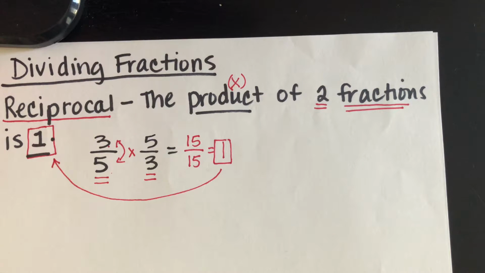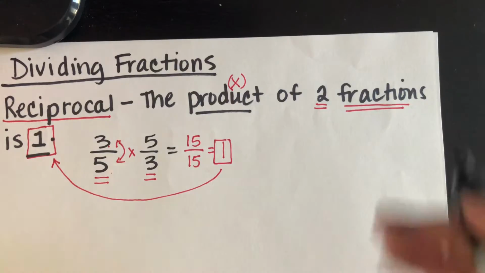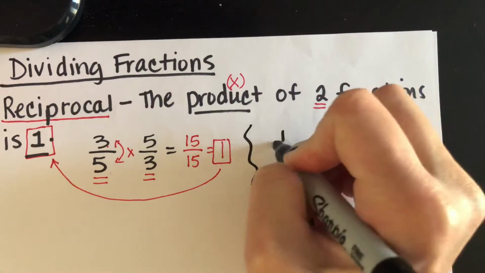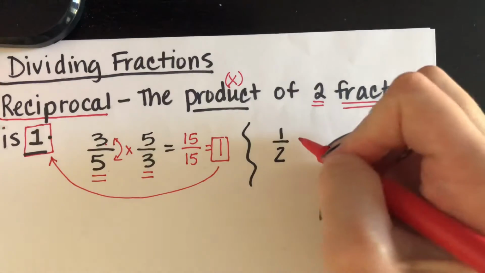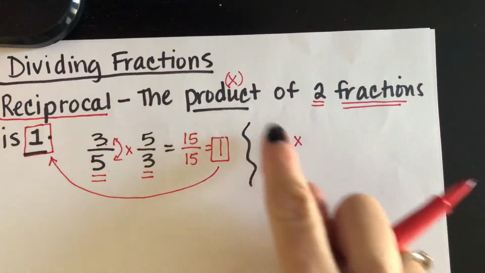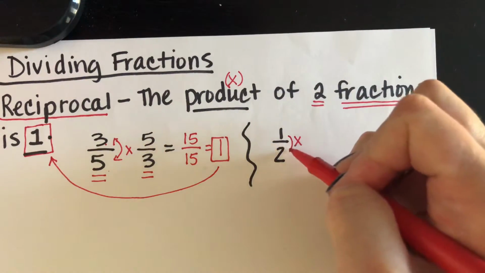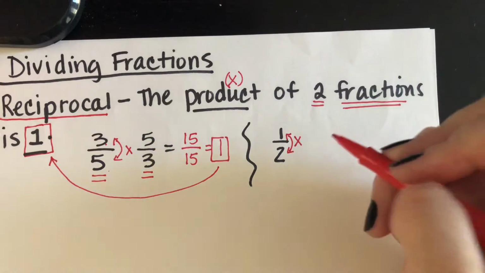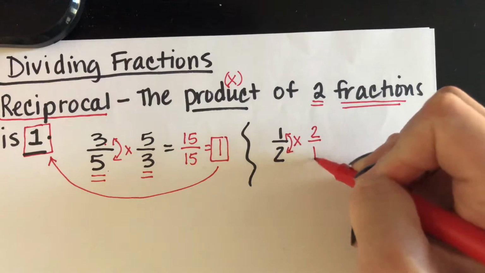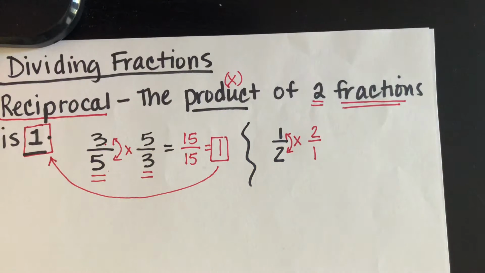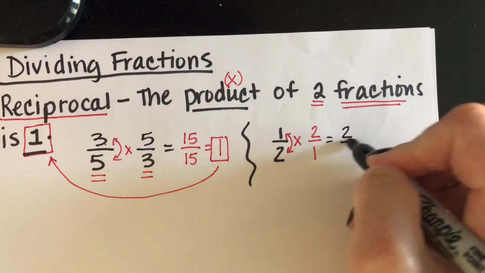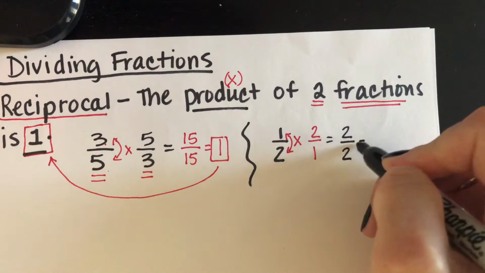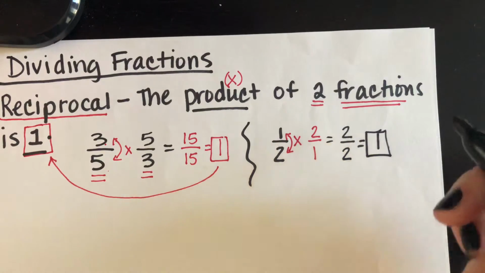Let's look at another fraction. Let's look at 1/2. I have to find the reciprocal of 1/2. So I'm going to multiply it because I have to find the product. And the reciprocal is, flip it around. Instead of 1/2, it's going to become 2/1. I just flip the numbers around. So when I multiply across, 1 times 2 is 2. 2 times 1 is 2, and 2/2 equals 1.